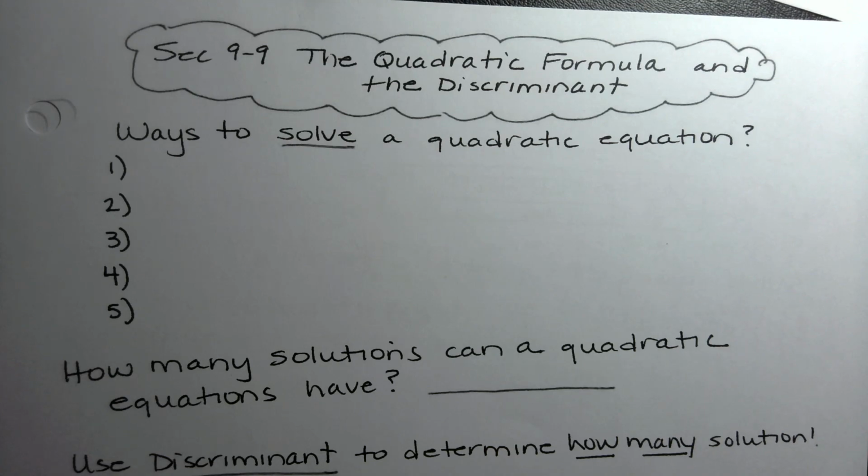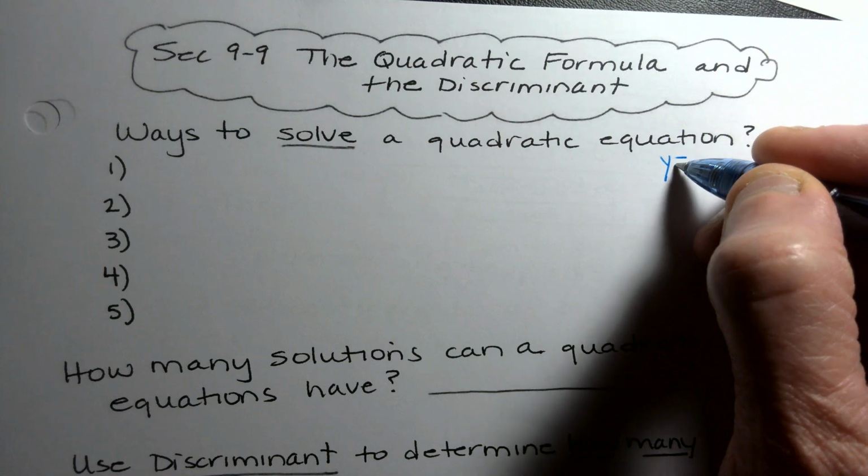All right, so we're on our last section, 9-9. So lots to study this chapter and prepare for the test. The quadratic formula and the discriminant. We talked about many ways we can solve a quadratic equation.